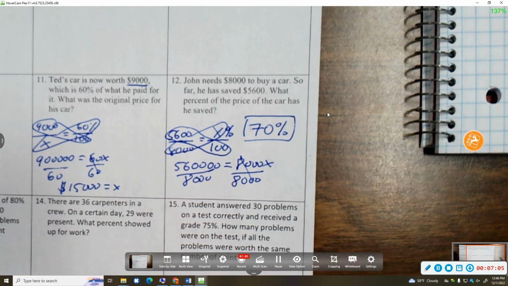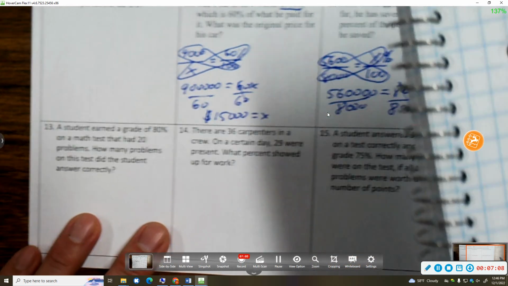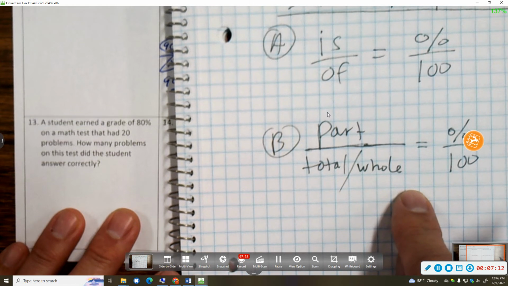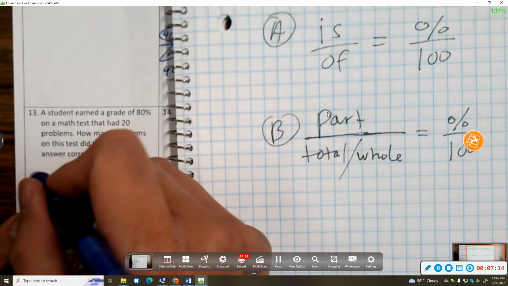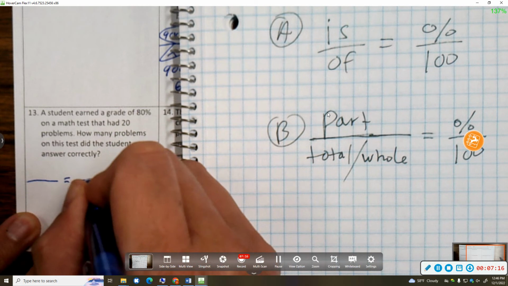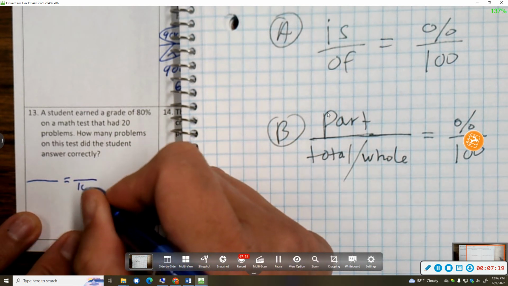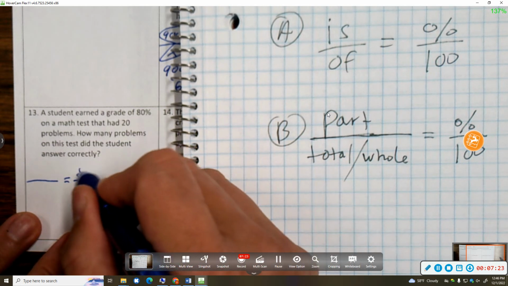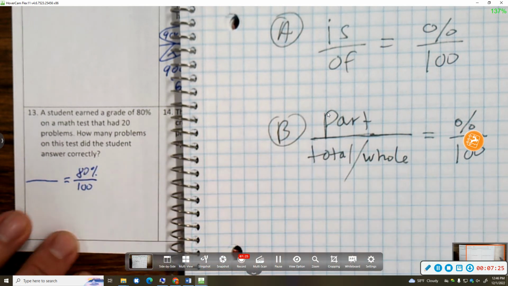All right, we can do the last one, number 13. Again, we're using this one here, and I'll put it right here for you. So you can see. Write a proportion again. 100. And see if they give you a percent. They did give you a percent, 80%. Let me go ahead and read.